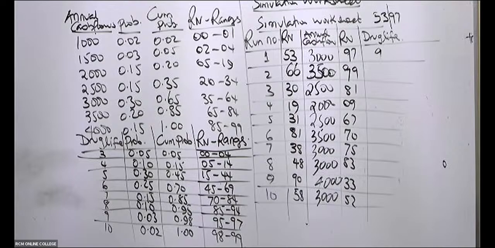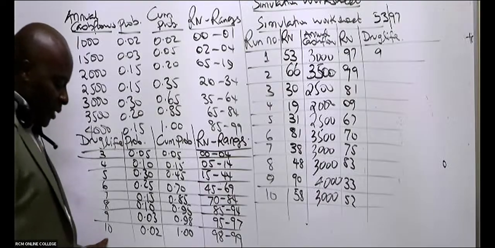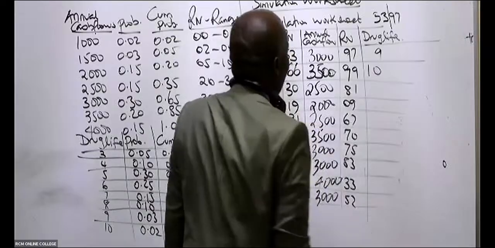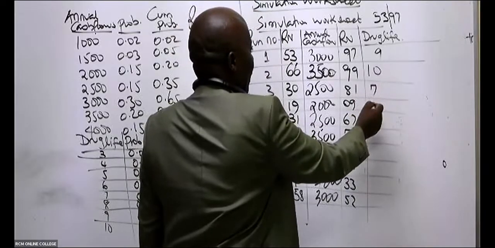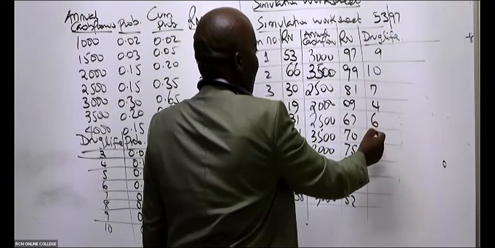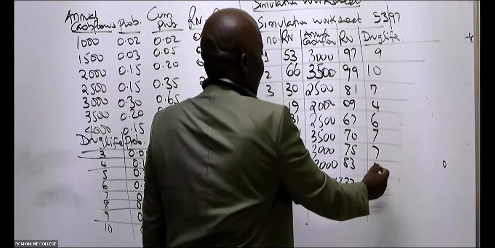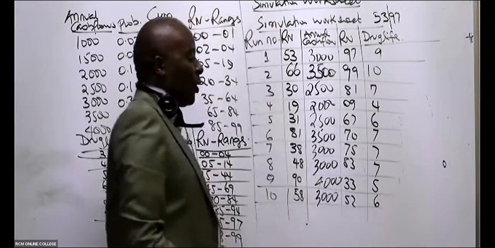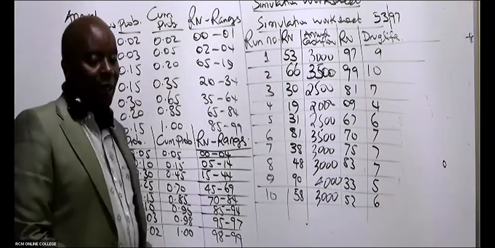Is it okay? So 99 drug life gives us our 10 years. So this gives us 10 years. So this is 7, 4, 6, 7, 7, 7, 5. So the students who are with me here physically have been able to get these figures correctly.